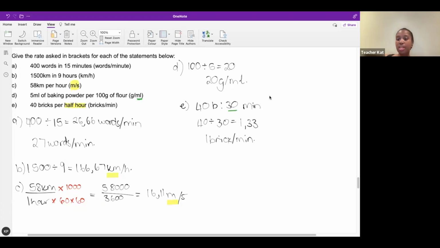Okay, be careful. We cannot round up, otherwise you will not have enough bricks. Rather, you have more than you expected than less than you expected.